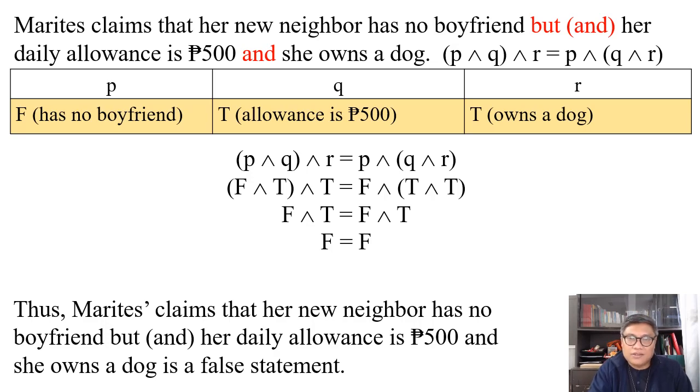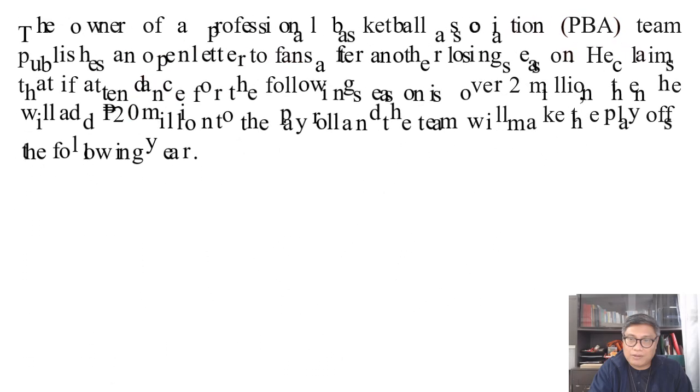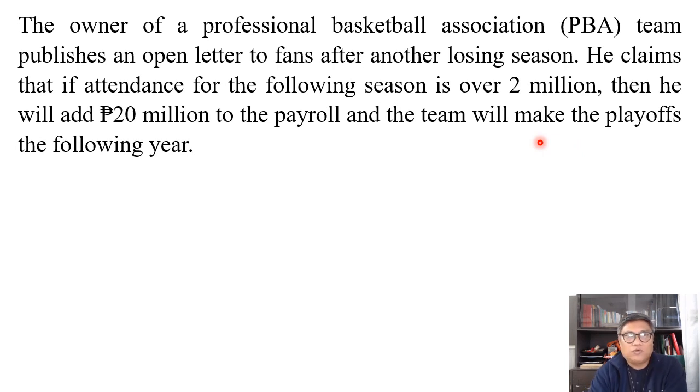Okay, so there are lots of problems that will make use of the truth values class. So here we have another example. The owner of a professional basketball association team publishes an open letter to fans after another losing season. He claims, so this is now his claim, that if attendance for the following season is over 2 million, meaning if the fans will watch the games and it will be over 2 million, then he will add 20 million pesos to the payroll and the team will make the playoffs the following year.